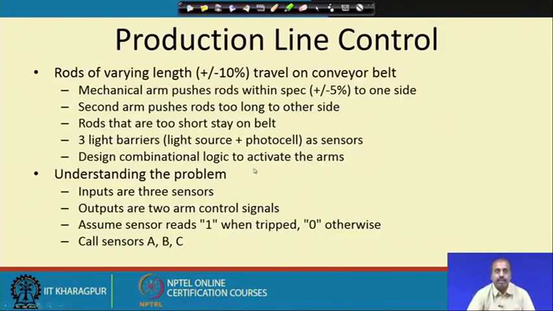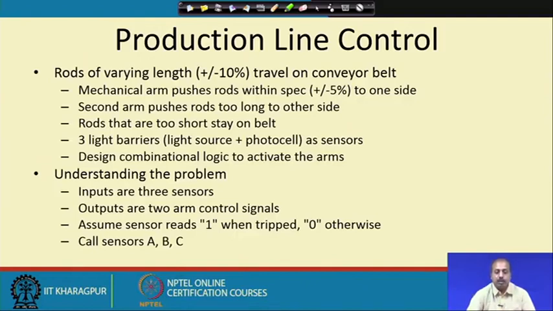Next, we will consider another example, which is production line control. We have some rods of varying length that travel on a conveyor belt. The length of the rod at the production site may vary by plus or minus 10%. A mechanical arm pushes rods outside the specification of plus or minus 5% to one side, and a second arm pushes rods that are too long to the other side.